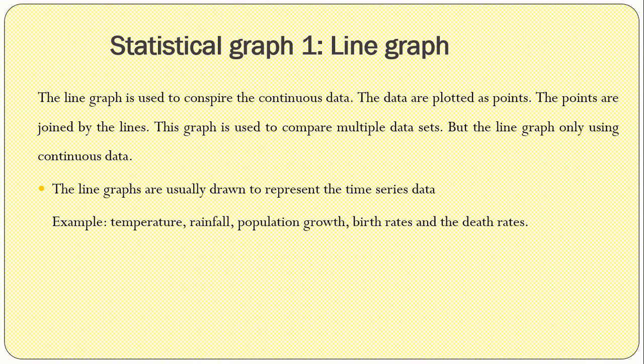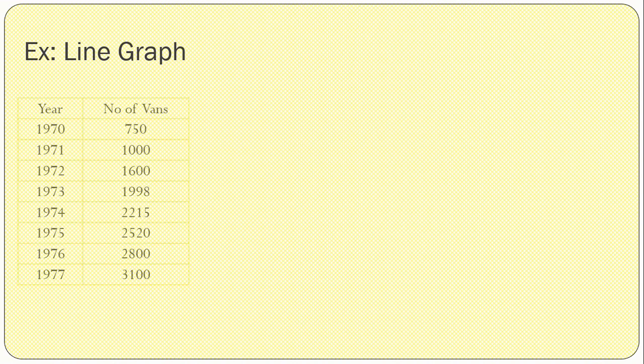Let's discuss a simple example. Here data is given in a table related to the number of vans for a particular year. It includes 8 years and the number of vans for each year. So you are supposed to draw a line chart for this data. Throughout this lesson on data representation, I will use the same data set and some extensions of this data set to represent other charts as well.